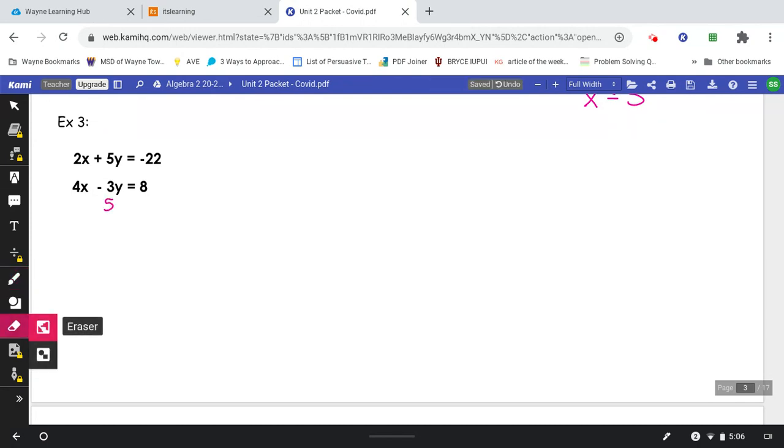I'm going to do mine a little bit differently. What I'm going to do is get the x's to be the same but opposite signs. So I'm thinking, okay, 2 and 4. I know that both those numbers can go into 4. And that way all I have to change is this top number. I'm going to multiply it by 2 so that way it's a 4. And then I'm going to make sure that I put a negative out front here. That way when I multiply it in, I get a negative 4, which will help cancel with that positive 4 underneath.